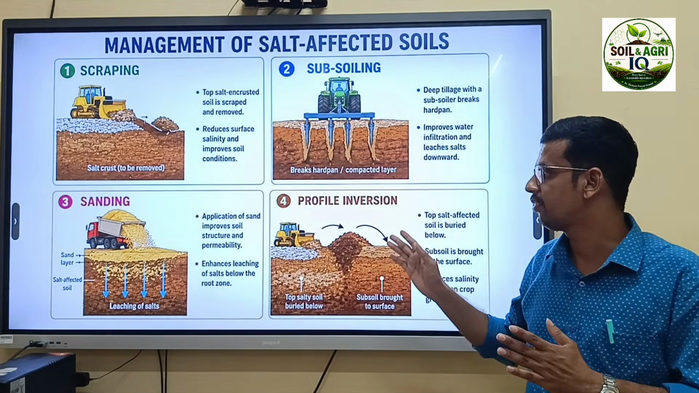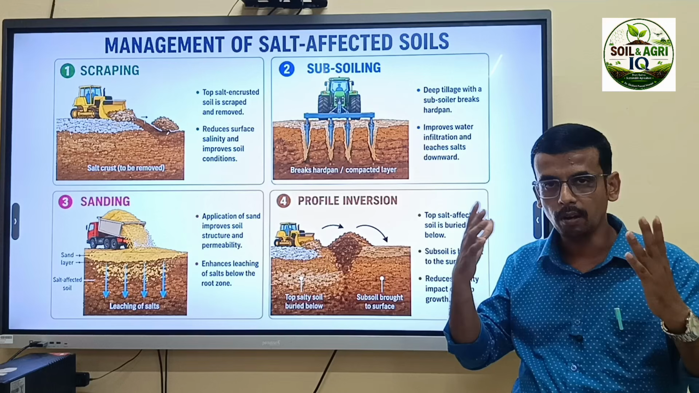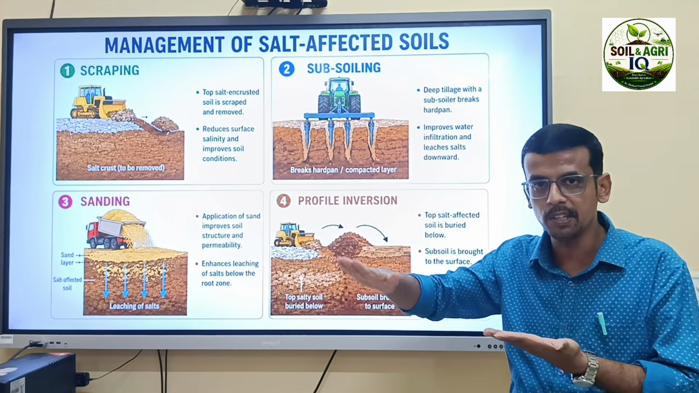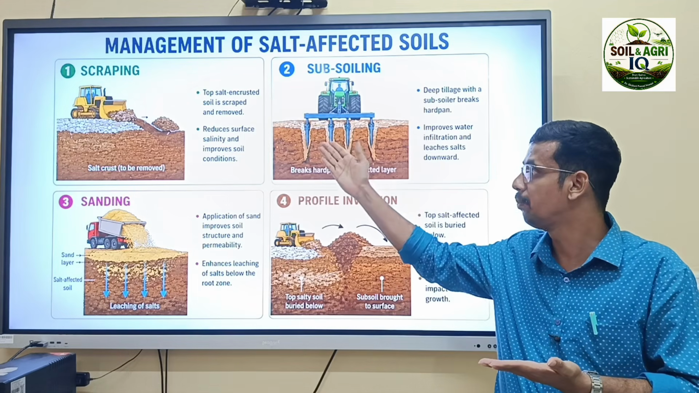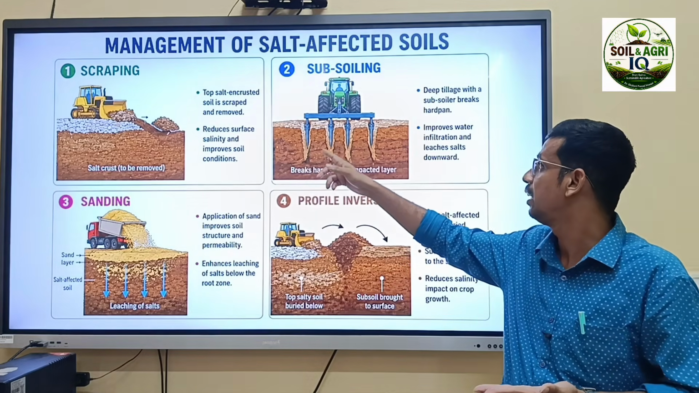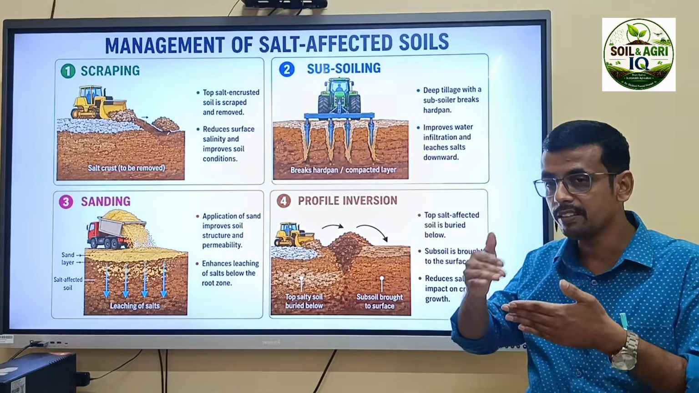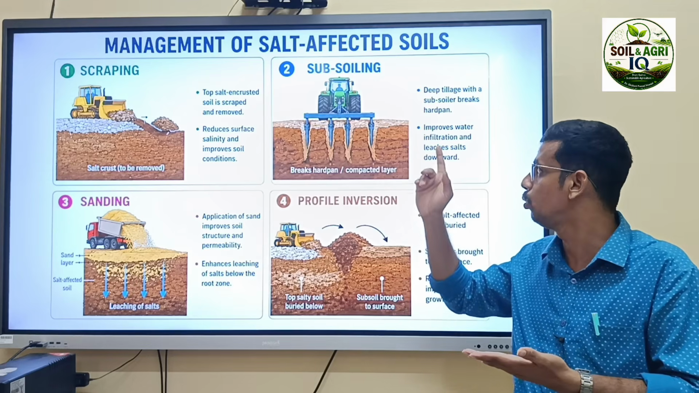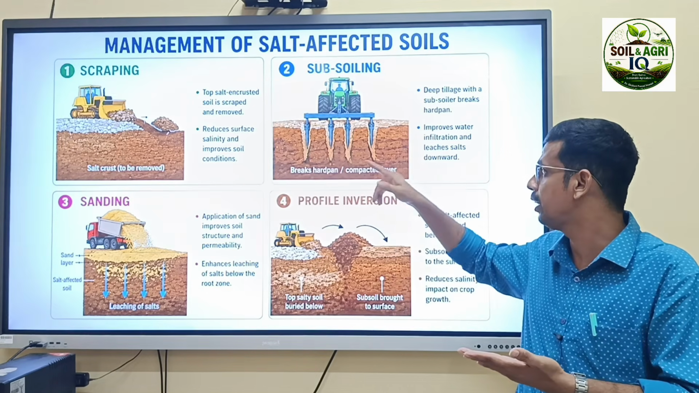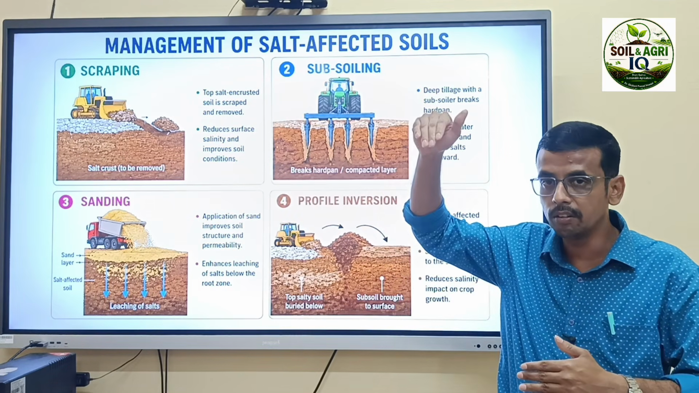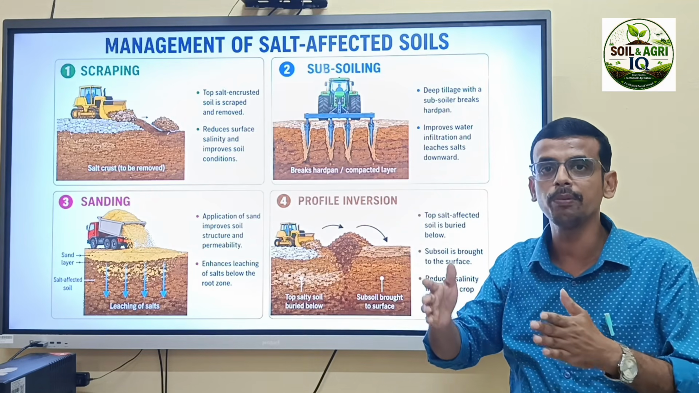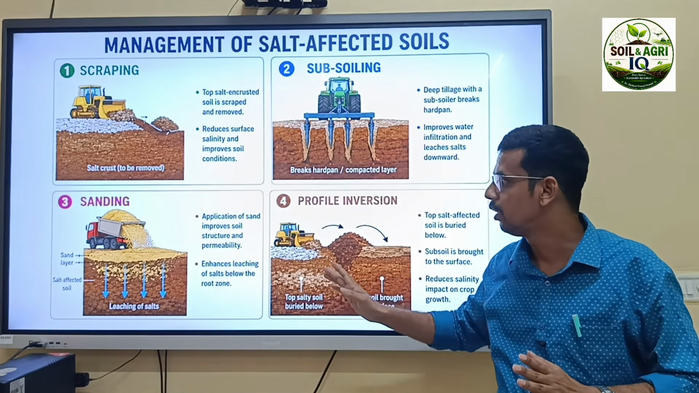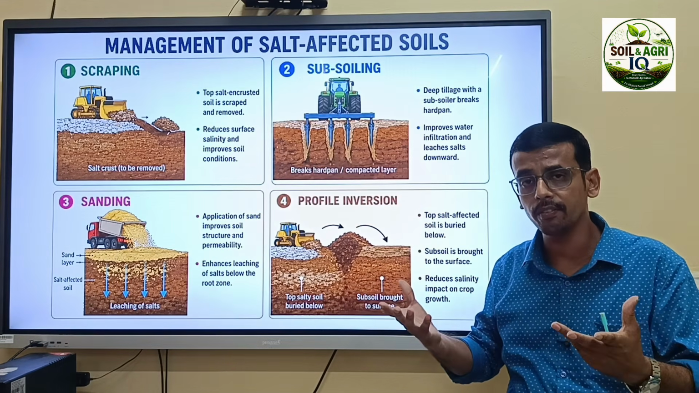See, I have given this pictorially to understand it better. Number one, scrapping. If a salt crust is there, you can scrap it. This is the most effective method to remove surface soil salinity. Then number two is subsoiling. If there is a hard pan formation, as I told in the previous slide, you use a chisel plow or deep plow, so it will break the hard pan, leaching will be promoted, and leaching of the dissolved salts will occur. Then coming to sanding. Why do we apply sand?